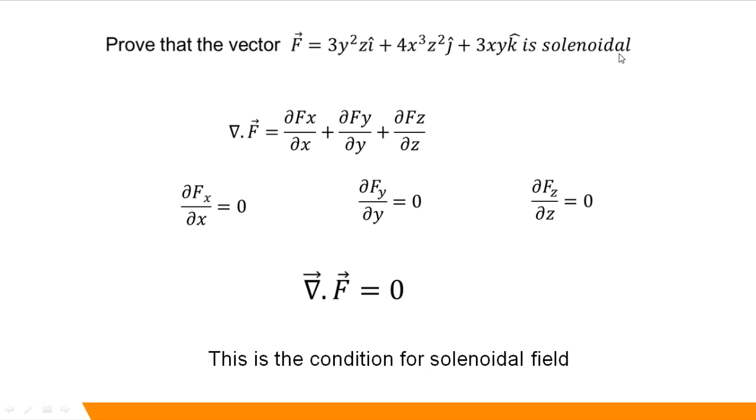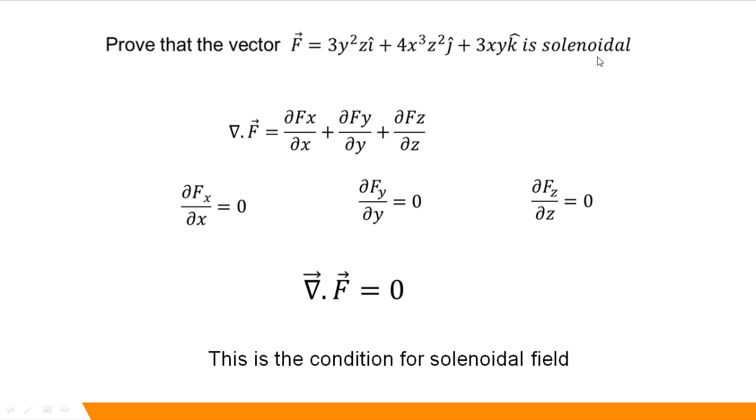That means the condition for a solenoidal field is divergence of F equal to 0. The meaning is that the flux entering equals the flux leaving. There is no source or no sink. So to prove this is solenoidal, you have to find the divergence of F, and if that value becomes 0, then you can confirm it is a solenoidal field.